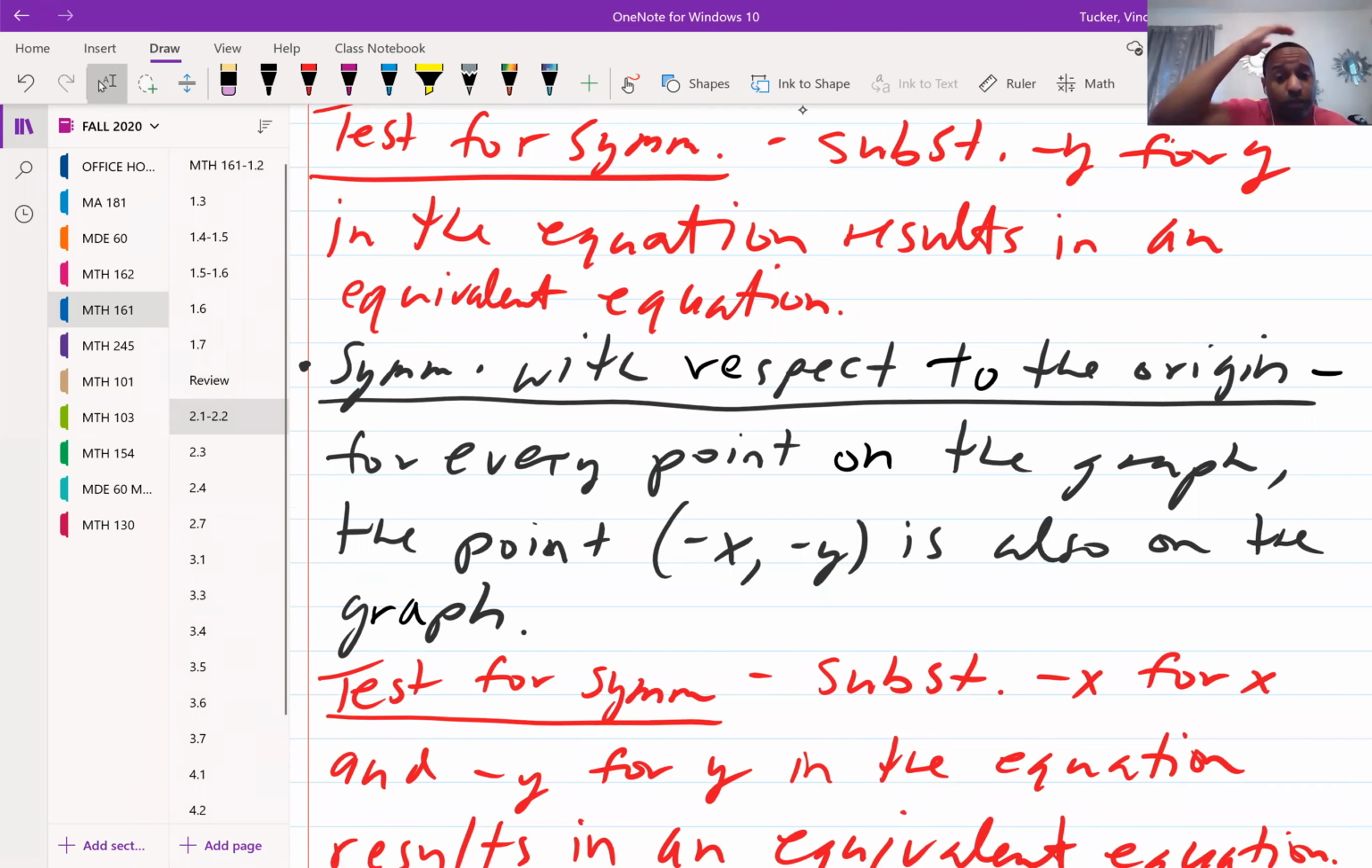All right, so the test for symmetry with respect to the origin, you'll plug in negative x for x, plug in negative y for y, and then if it results in the original equation, then that means it is symmetric with respect to the origin.